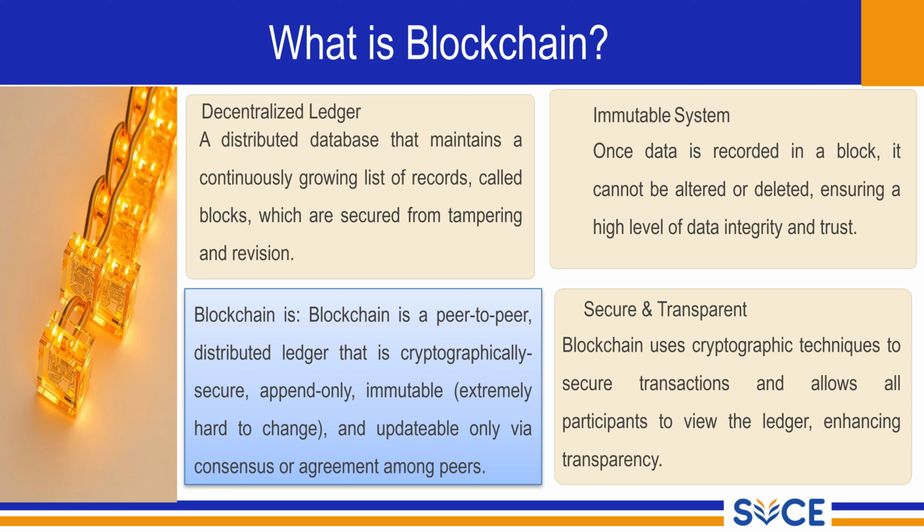Cryptographically secure. Blockchain uses a cryptographic technique to secure data. Each transaction is encrypted and linked to the previous transaction, forming a chain of blocks. Hence, the name blockchain comes. Normally, it uses hash functions for this cryptographic technique.